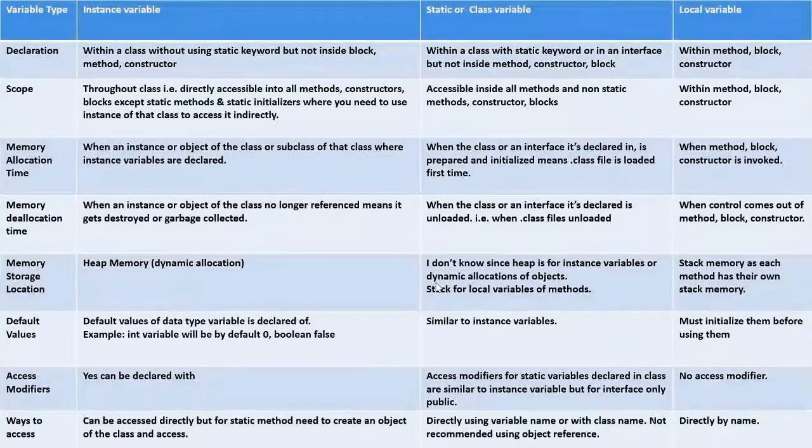It's similar to the instance variables, meaning int will have 0, float will have 0.0, and boolean will have false by default. Access modifiers for static variables declared in a class are similar to instance variables, but for an interface the access modifier will be public. Let's verify that.